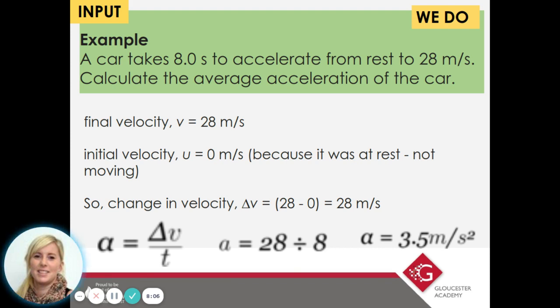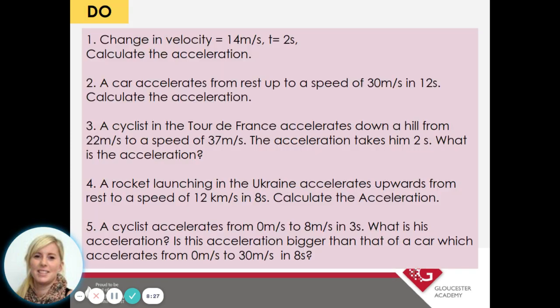Okay, so you write out the equation, you put your numbers in, and you write your answer with the units. And it's just really important that you make a note that for acceleration, it's meters per second squared. So final velocity is V, initial velocity is U, and if a question says at rest, it means that the velocity is 0. Okay, so that's the example we can do together.